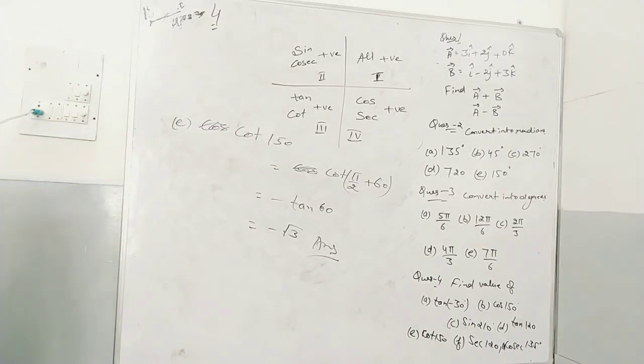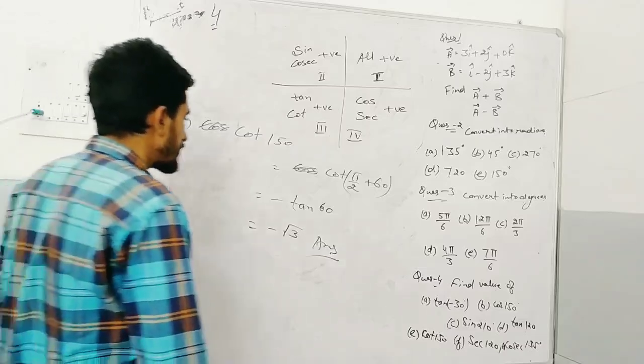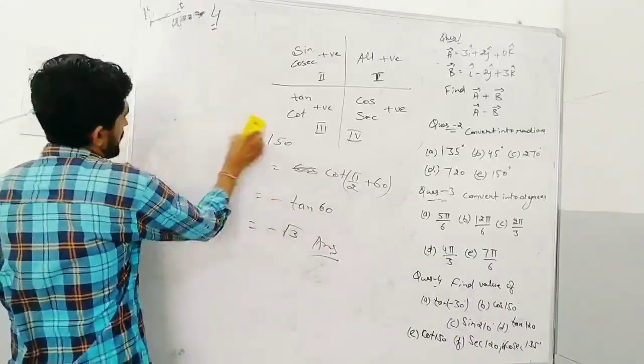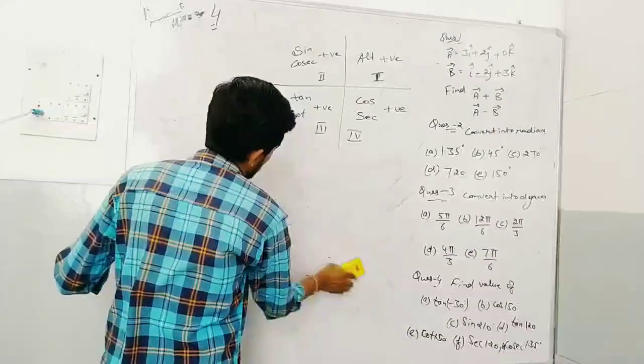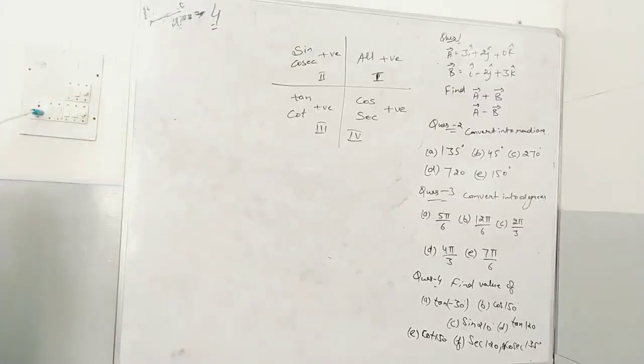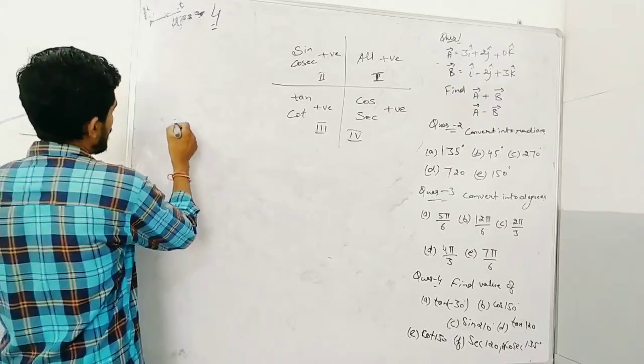Next I am going towards F part, that is secant 120. What does secant 120 say? F part.